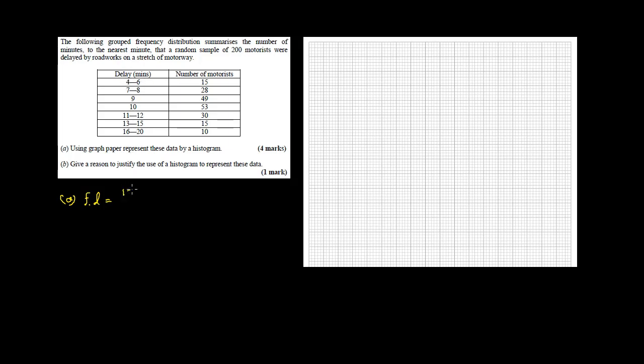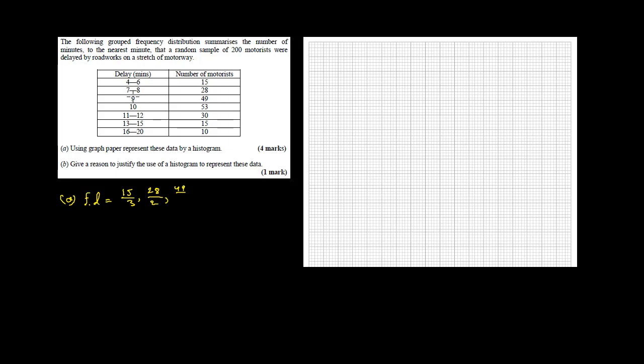So frequency density is going to be 15 divided by 3. The next one is going to be 28 divided by the upper boundary, 8.5, minus the lower boundary, which because of the gap is 6.5. So instead we can do 8 minus 7 is 1, 1 plus 1, 2. So this would be 2. Then the next one is 49 divided by 9, where the upper boundary is 9.5 and the lower boundary is 8.5.